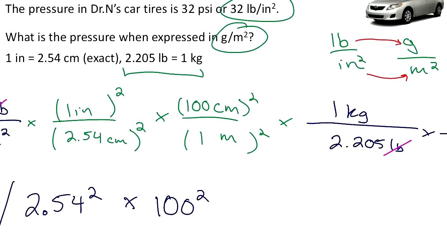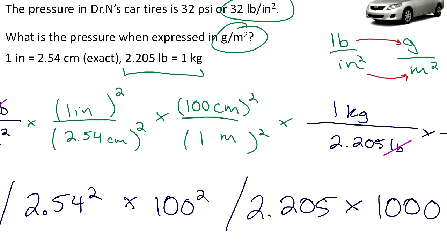Then what am I going to do? Divide by 2.205, and then multiply by 1,000. And that's exactly what I will put in my calculator to get that answer. 2.2 times 10 to the 7 grams per meter squared. So that's a different pressure unit expressed differently.